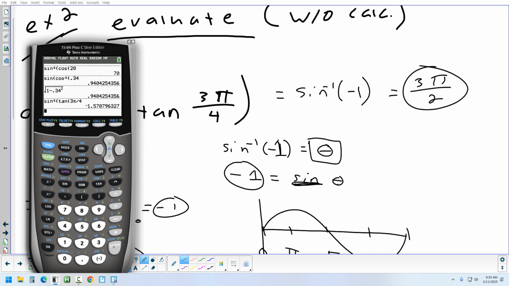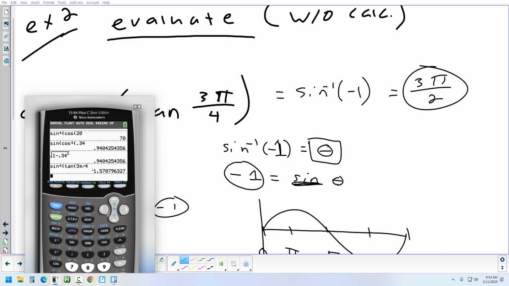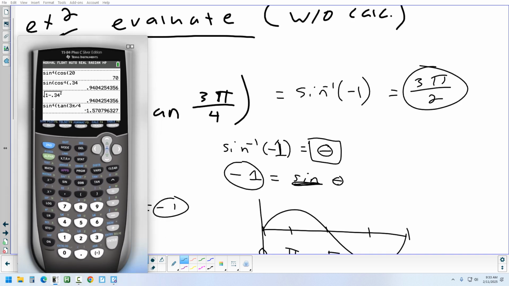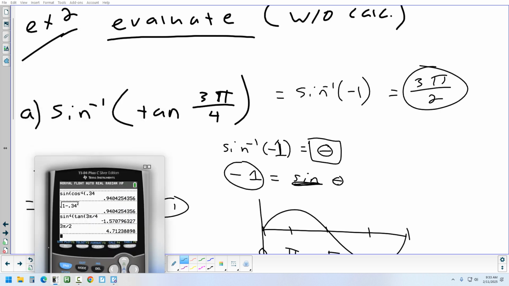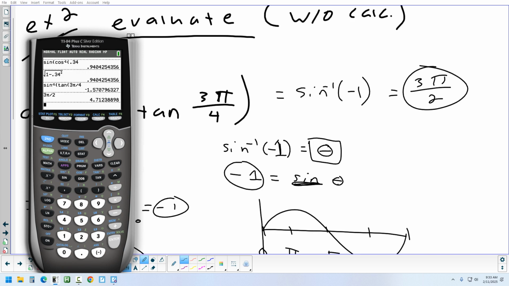Negative inverse sine of the tangent of 3 pi over 4. It gave us negative 1.57. Okay, so I'm going to show you what we got. We got that. Let's think of the cycle of the sine or cosine function. How long does it go before it repeats? Yep. 2 pi. Take the answer that they got, or take our answer, and subtract 1 cycle. It is the same thing. All right? It is the same.